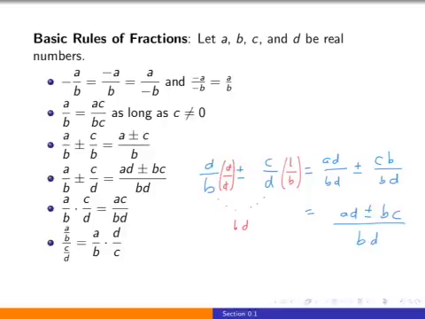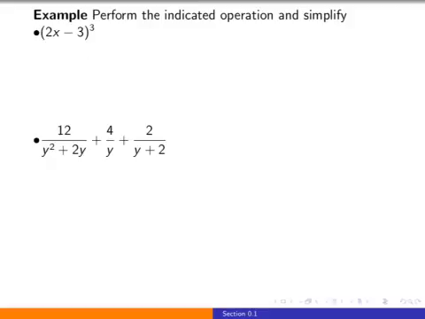So let's look at a few basic examples. In each of these, we will perform whatever operations are indicated and then simplify the expression. So in the first quantity here, we have 2x minus 3 quantity cubed. To cube is the same thing as multiplying that quantity together 3 times.